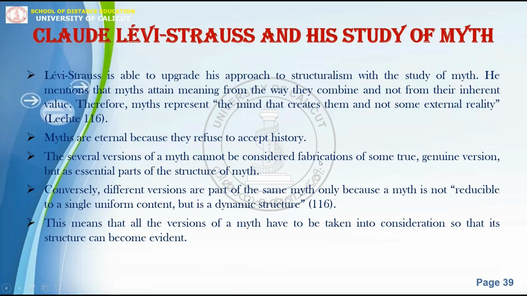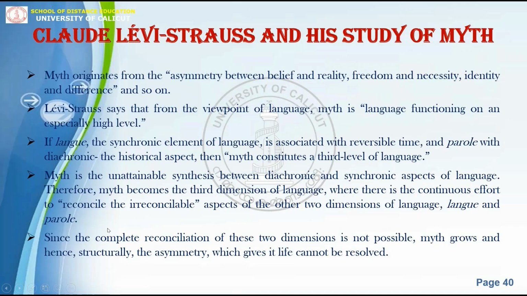The several versions of a myth cannot be considered fabrications of some genuine, true version, but are an essential part of the structure of myth. Conversely, different versions are part of the same myth only because a myth is not reducible to a single uniform content, but is a dynamics. It has a dynamic structure and it is universal. This means that all the versions of a myth have to be taken into consideration so that its structure can be evident. Myth originates from the asymmetry between belief and reality, freedom and necessity, identity and difference, and so on.